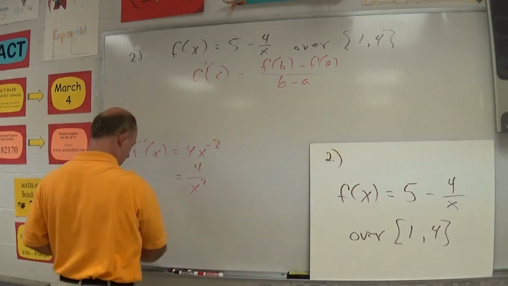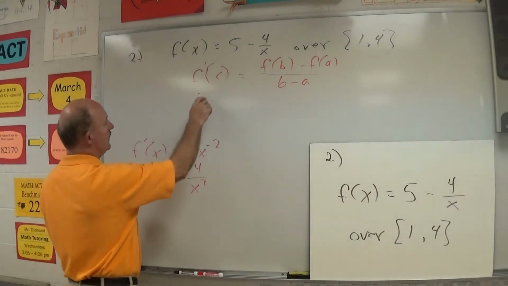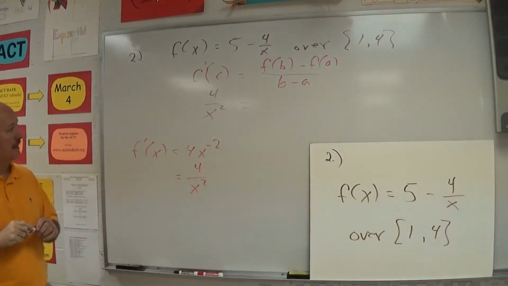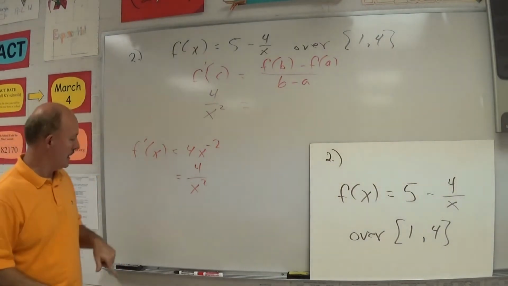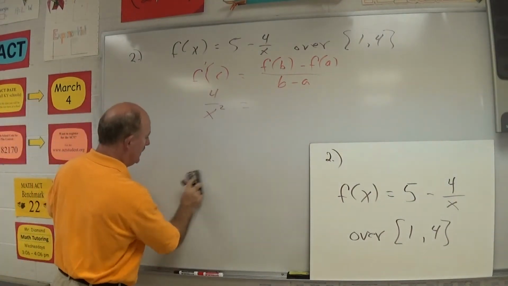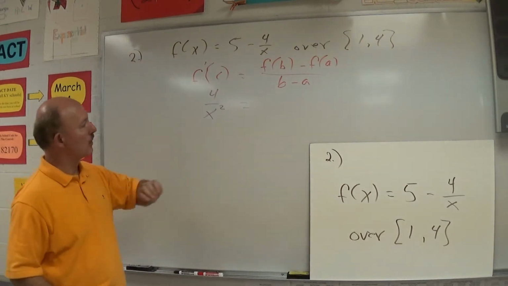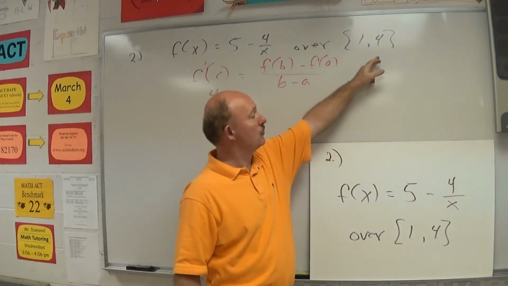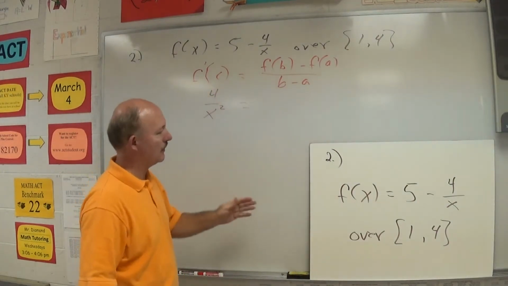So let me erase this, and I'm going to put the derivative right here. So 4 over x squared is going to equal the average rate of change. Okay, now let's calculate the slope of our chord. So f of b minus f of a over b minus a. Now our interval here is 1 to 4. So let's see if we can calculate this part.